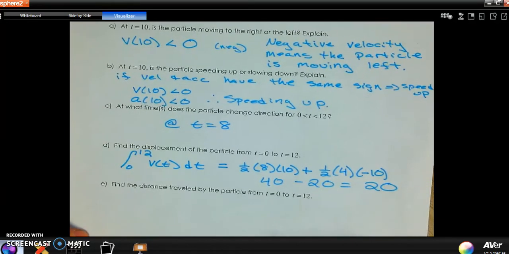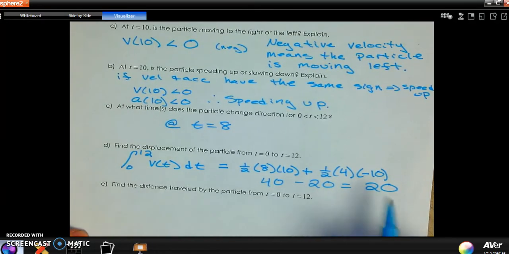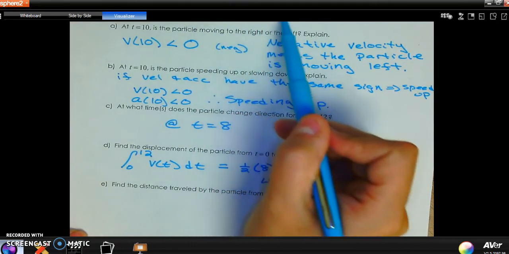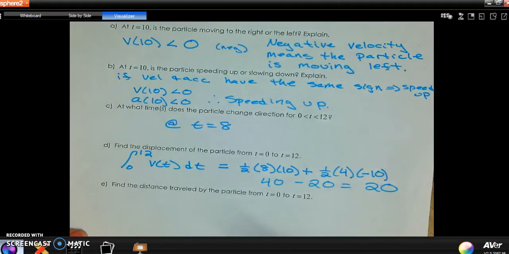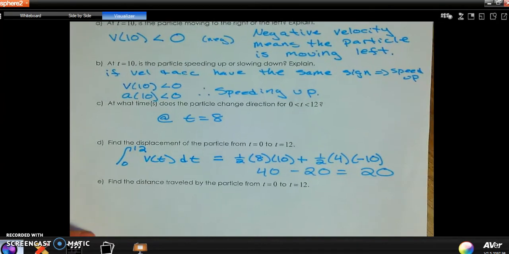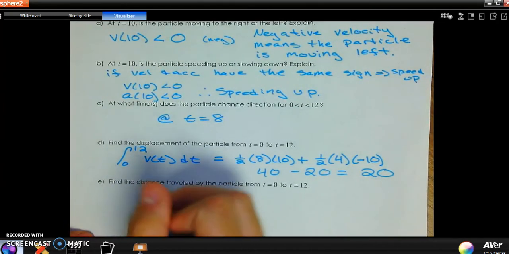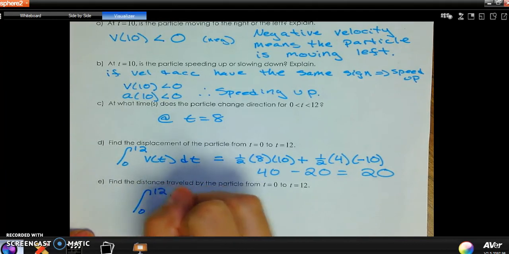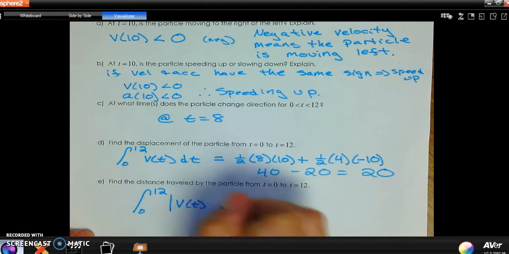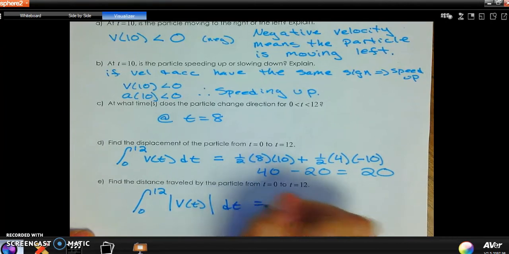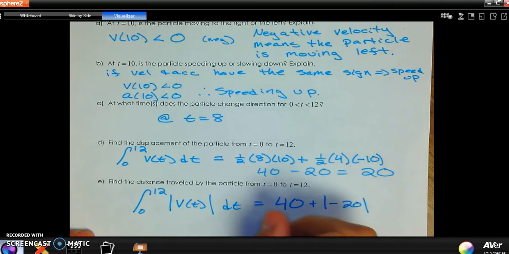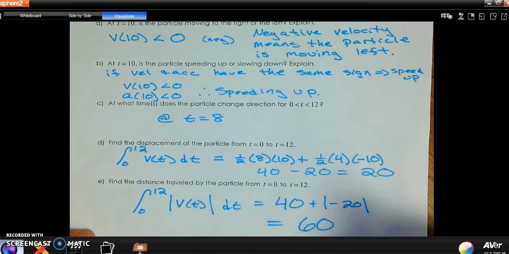Now, how is that going to be different than the distance? I expect my distance to be a larger number because, look, I was traveling to the right, and then I kind of turned around and started going to the left again. If I was on a Fitbit, the distance is like your total steps. So algebraically, it would be the absolute value of the integration of the velocity over time, so it's going to be 40, plus the absolute value of negative 20, so your distance traveled is 60.